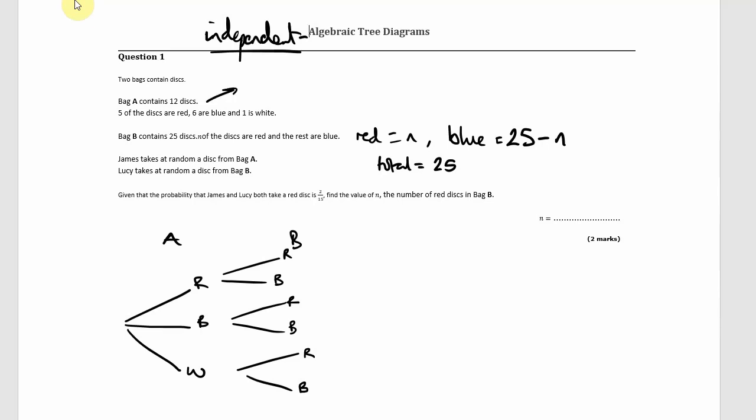Let's have a go at just kind of getting some of these probabilities. So red is going to be 5 out of 12. Blue is going to be 6 out of 12. I'm just going to leave them as all out of 12 for now. I'm not going to simplify them. And white is going to be 1 out of 12. So let's fill that in.